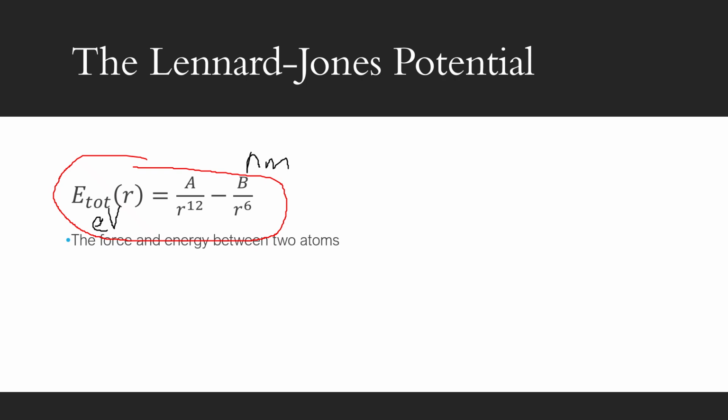A and B are usually just constant numbers, sometimes like 10 to the -8, -7, but very, very small numbers on the numerators. The Lennard-Jones potential describes the force and energy between two atoms and their interaction based on distance.